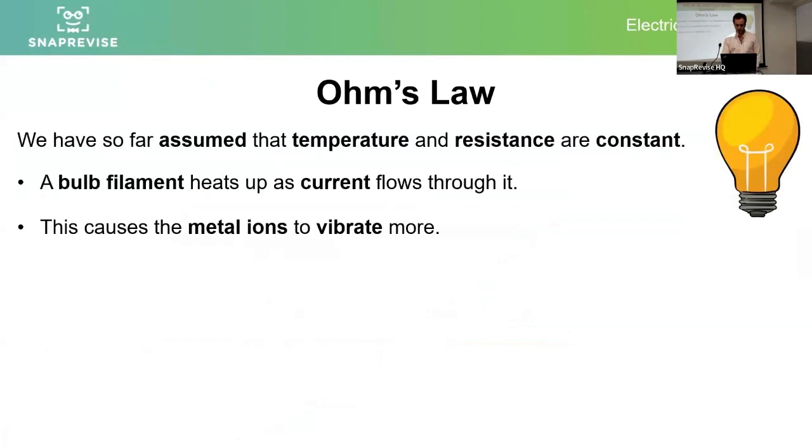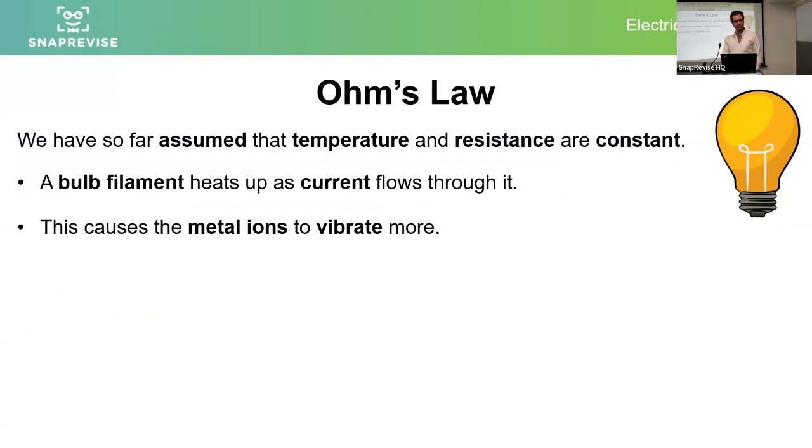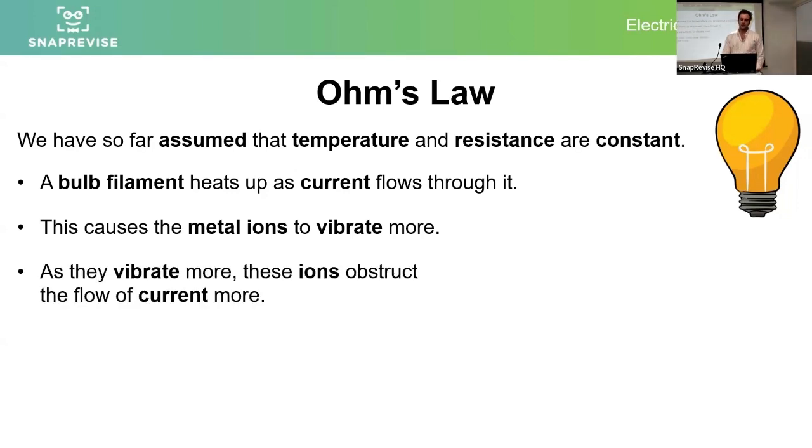Right, moving on. Sorry, that was a bit of a lag. We've so far made a frankly bold assumption that temperature and resistance are constant, but that's just not the case. A bulb filament, for example, heats up as current goes through it. A resistor heats up as current goes through it. We looked at the microscopic explanation for this. There's electrons as the current increases. They bump into the positive ions, which increases the temperature, which means that there's even more collisions, so the resistance has increased. What a nightmare.